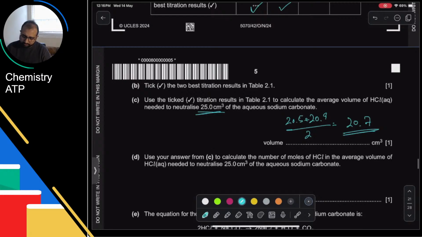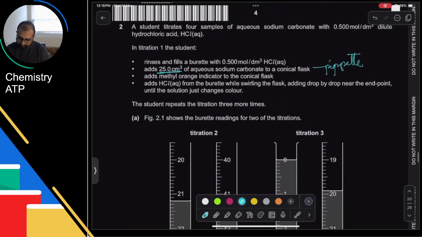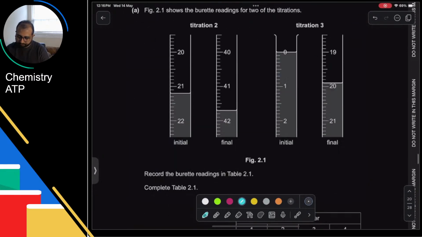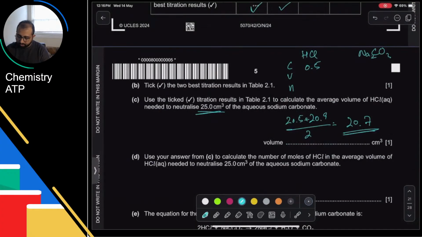What's the concentration of HCl? Now, here's one thing that I do. Whenever I'm doing it in the exam, I write small things on the side. So for sodium carbonate, I'll write three things here: C, V, N. The concentration of HCl is 0.5, yeah, 0.5. Volume is 20.7, which I just found out. Volume for this is 25.0. We don't know the concentration of that, but making this small table on the side helps me understand what I'm doing and keep track of all the values that I need.